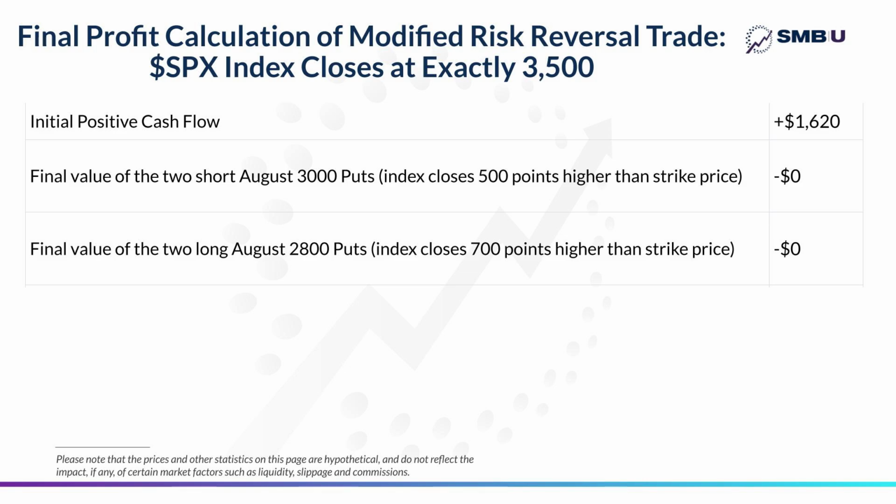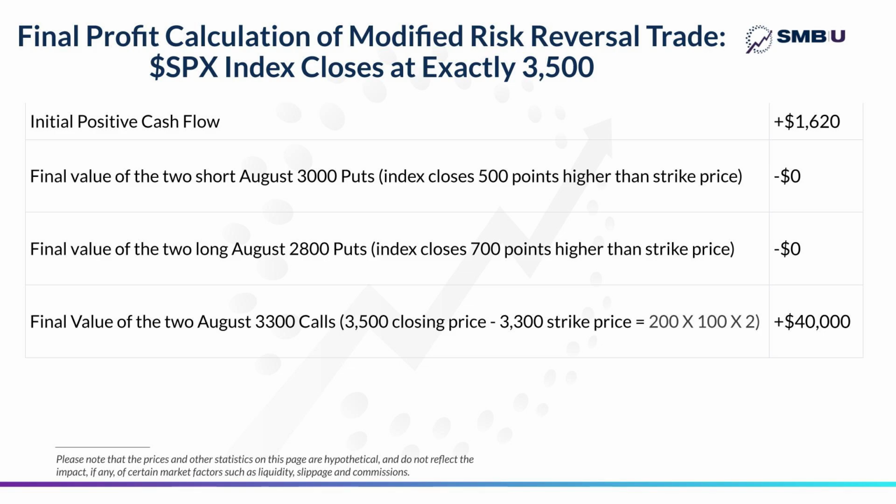And as for the two calls up at 3,300, well, those became very valuable because the calls that we bought pay off at $100 per point above the strike, and we bought two of them.